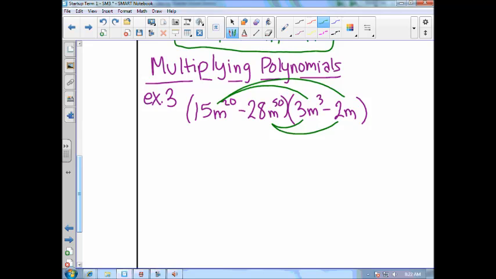So 3 15s, 15, 30, 45, okay? And then m to the what exponent, Tyler? M to the what exponent? We need to do m to the 20th times m cubed.